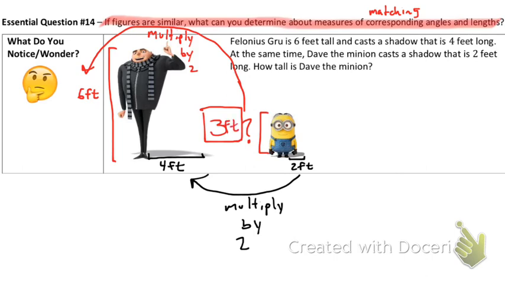Okay? Hopefully you followed along pretty easily there. There is a quicker way to figure this out using algebra, and we're going to be talking about that. But this idea of matching, in this case we matched shadows, and we saw how one shadow changed into the other using multiplication. And if we can figure out the shadows, we can do the same rule for the height. Okay? So let's move on.